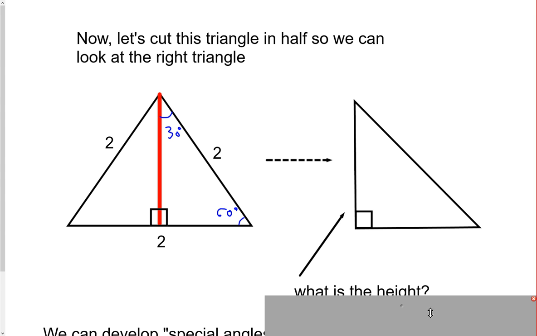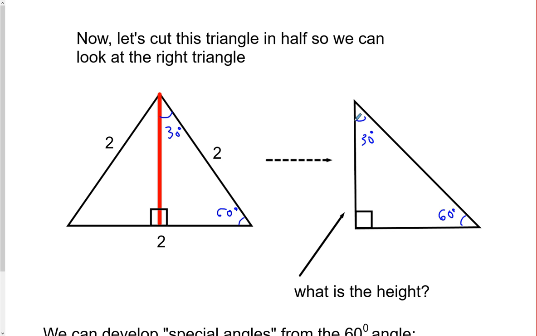So here's another triangle. We're going to label this triangle because we're just taking this half right here. So there's our 30. There's our 60. And we know this is 2. And this is half of 2, right? Because it's half of that side. So this is going to be 1.